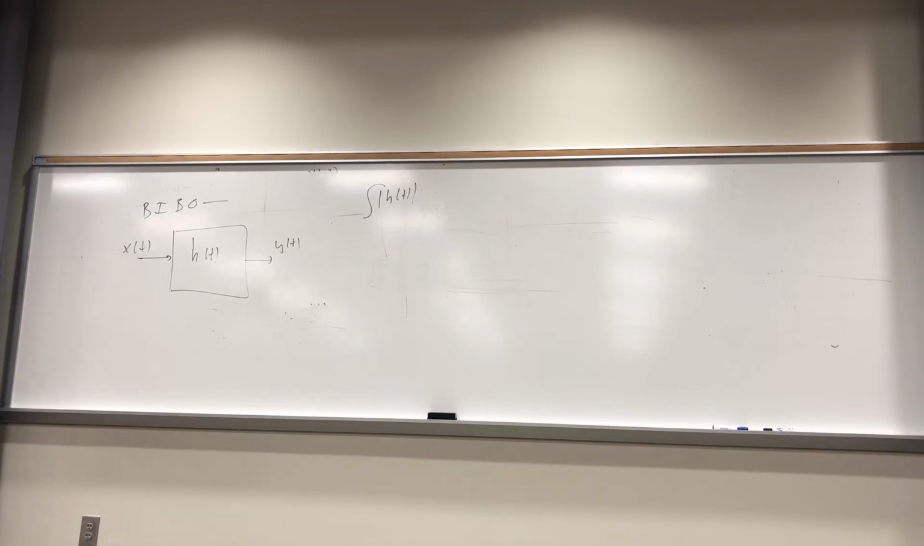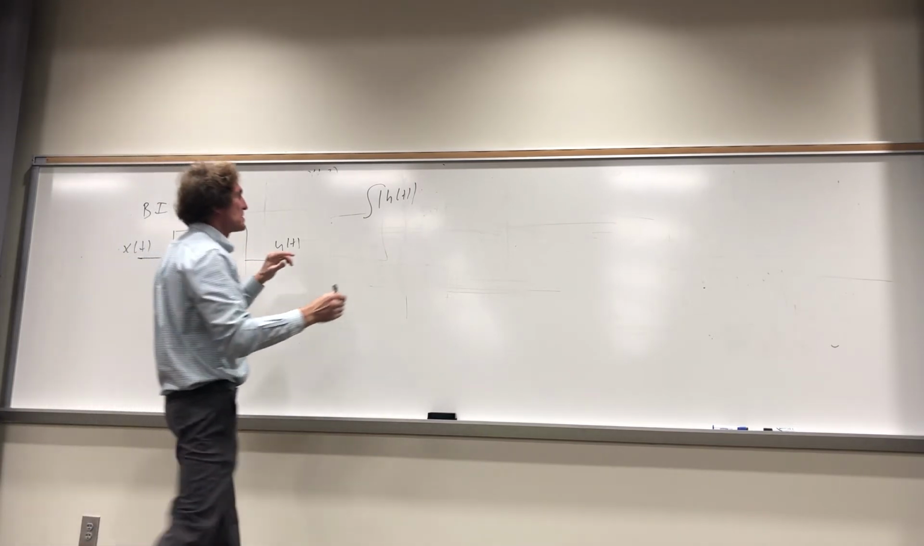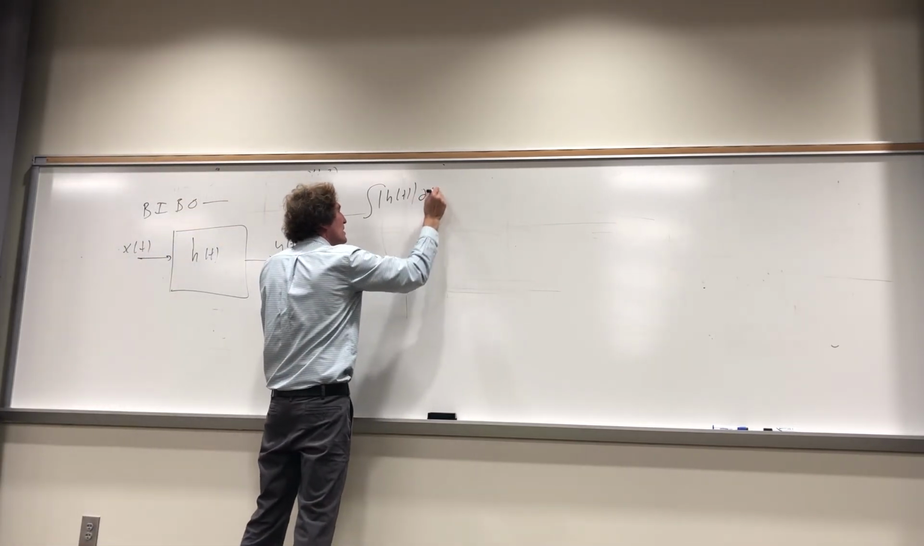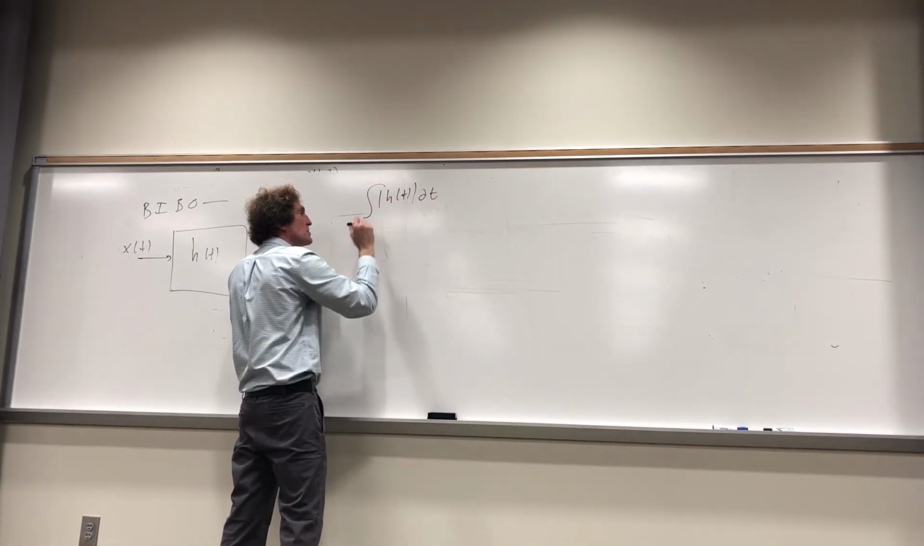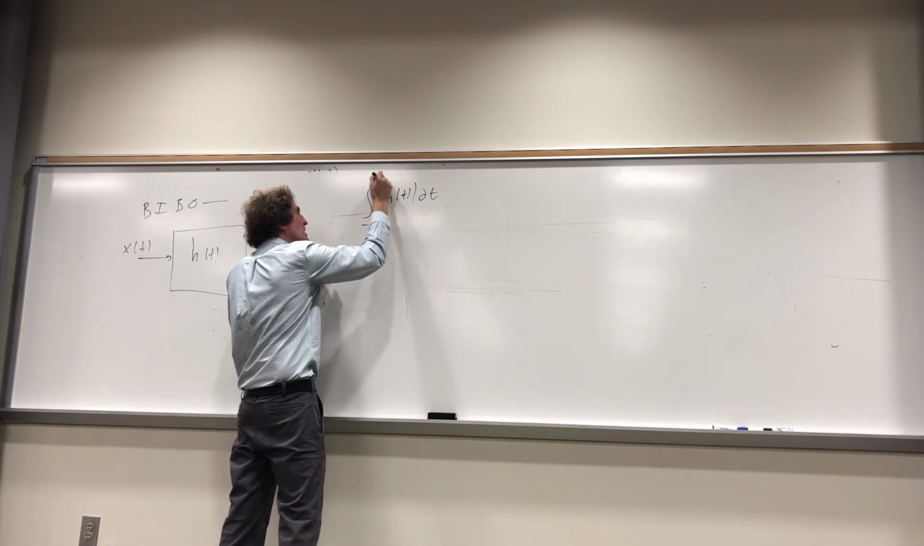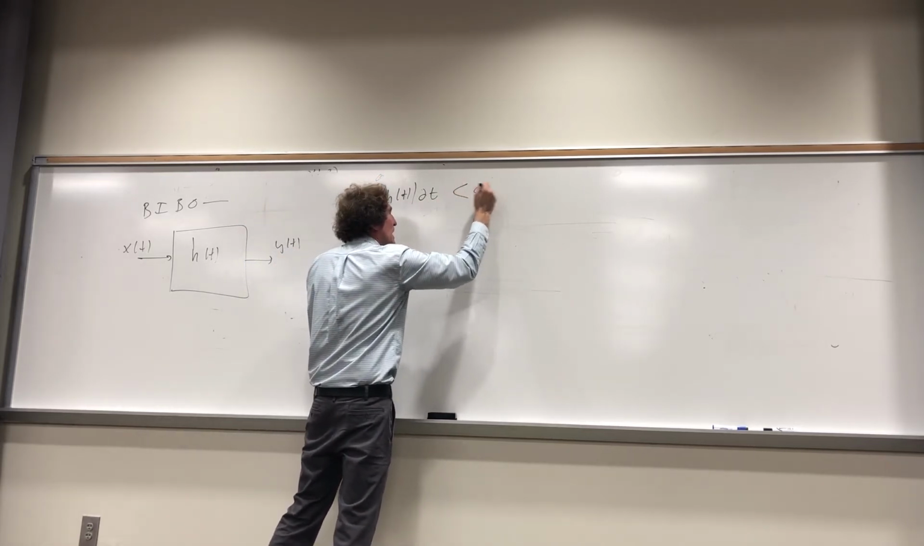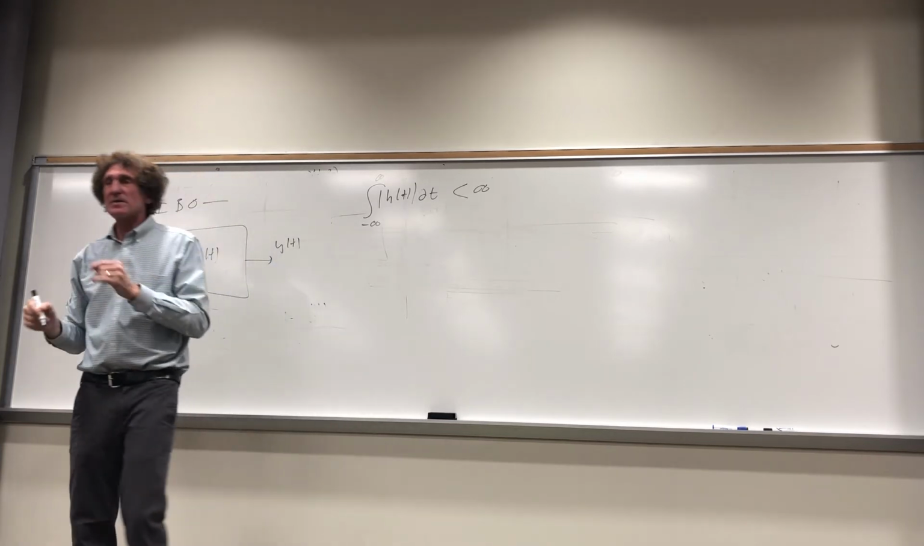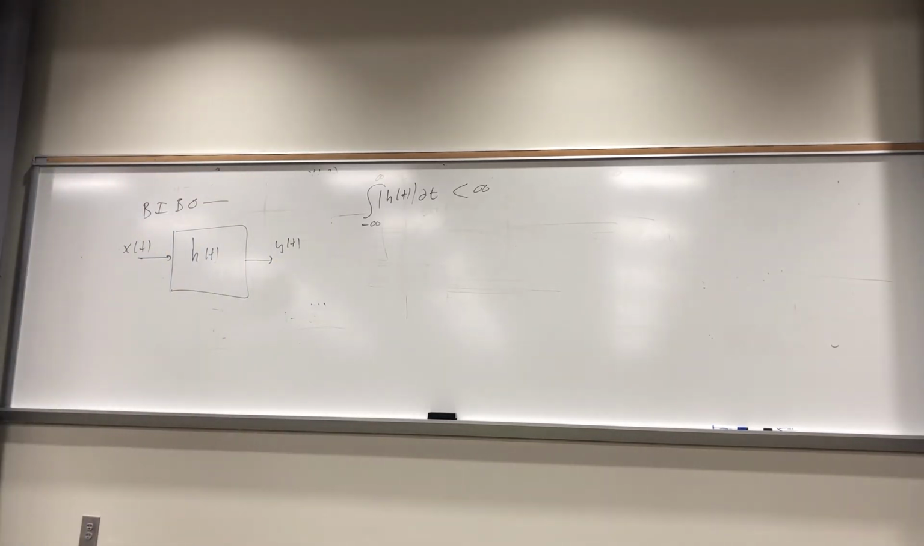And you get rid of any imaginary terms. If you take h of t, the impulse response, take its magnitude and integrate it from minus infinity to infinity, it has to be finite. It has to be less than infinity. That is the definition of a bounded input, bounded output system.